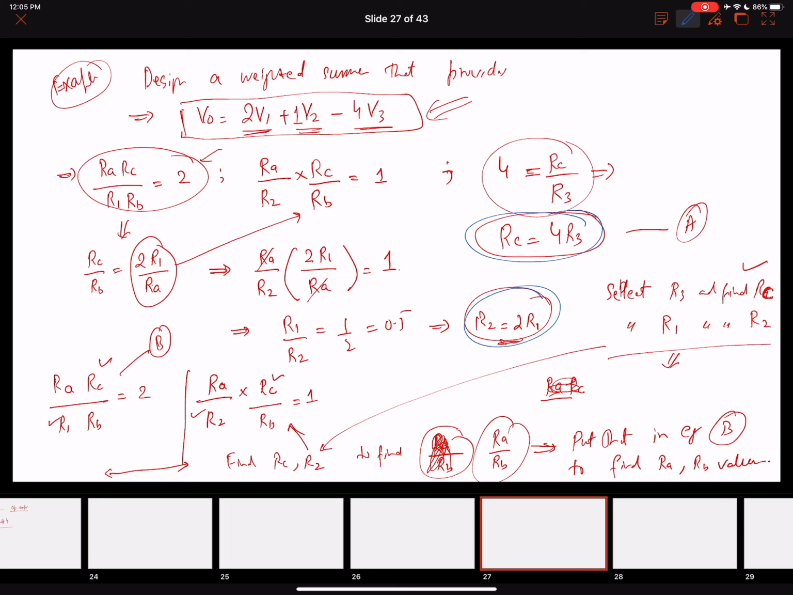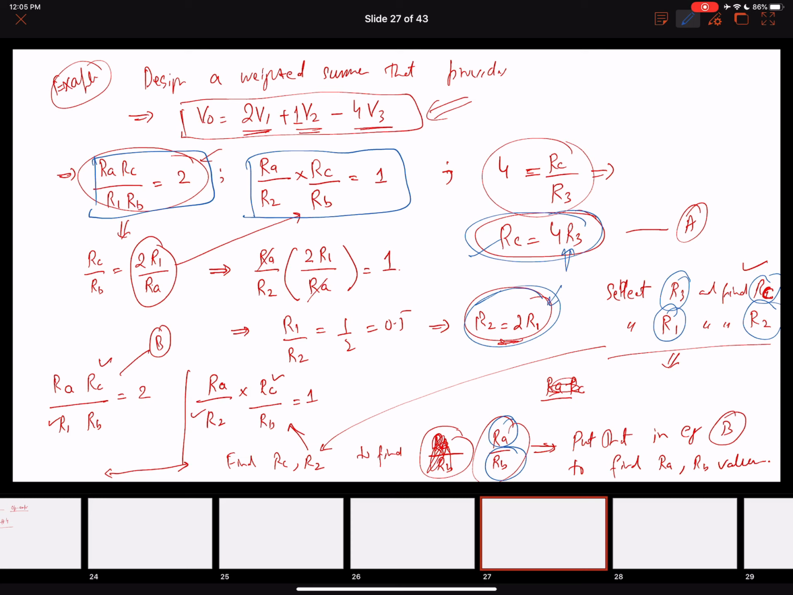So the first thing is to pick any reasonable values of R3 and R1. For example, it could be 10 kilo ohms or 100 kilo ohms. Once you pick these values, use them to find the values of RC and R2. Now you have all 4 values calculated: R3, R1, RC, and R2. If you put these 4 values back in this equation and this equation, you can easily find the values of RA and RB.